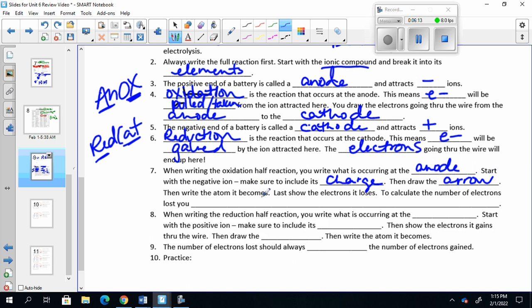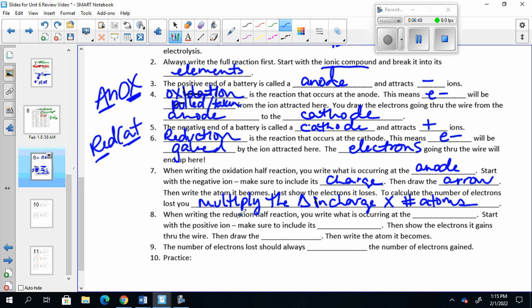Then write the atom it becomes. Last, show the electrons it loses. To calculate the number of electrons lost, you multiply the change in charge times the number of atoms. Sorry, I don't know why it does that black line. Let me get rid of that. When I do a practice, I'll go through that with you, make sure you get it.